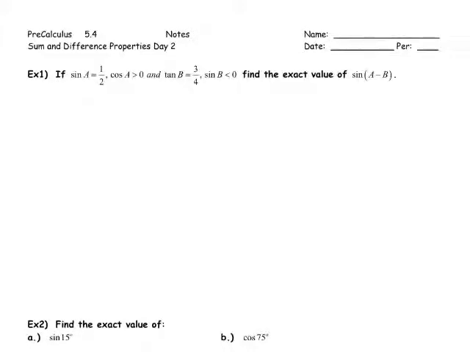Alright, before we start these notes, let me go over a couple of things we talked about in the past. We've talked about "All Students Take Calculus," and this was just a way for you to remember in what quadrants, first, second, third, fourth, which trig functions were positive. So in quadrant 1, all trig functions are positive. In quadrant 2, sine and cosecant are positive. So the S stands for sine, but if sine is positive, the reciprocal is also positive.